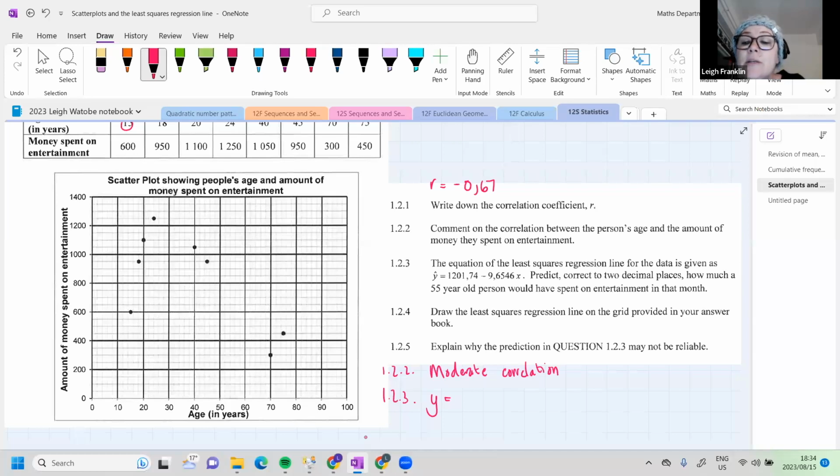All right, so to predict how much a person at the age of 55 would spend on entertainment, we would sub 55 in here. So we would sub in our 55 over there. Can you see this B value here, negative 9,6546, is negative. That means that the gradient of our least squares regression line has to be negative.